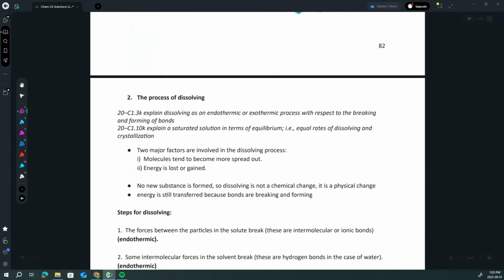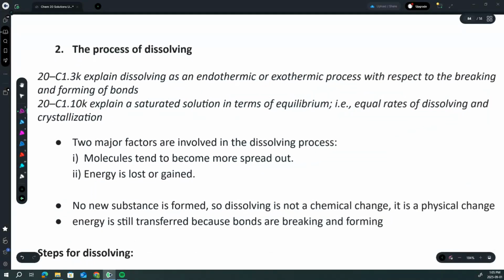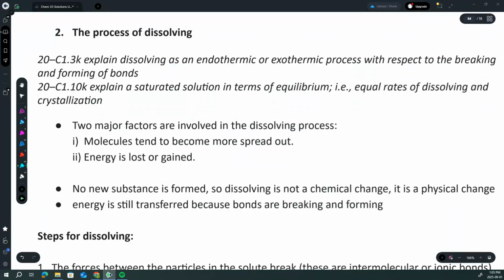Now, for the process of dissolving, there are two major factors involved. One of them is that the molecules tend to become more spread out, and the other factor is that energy is going to be either lost or gained.